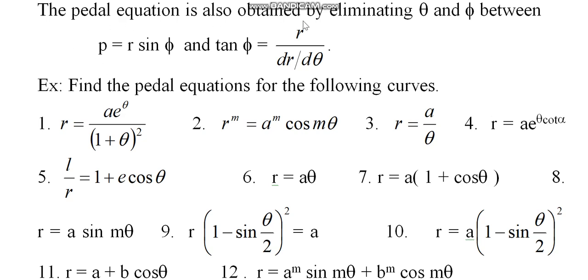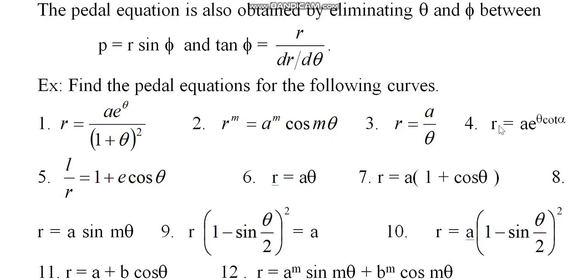So to obtain the pedal equation, we eliminate theta and phi between the equations p is equal to r sin phi and tan phi is equal to r divided by dr by d theta. So try to find out the pedal equations for these curves. Let us take r is equal to a into e power theta divided by (1 plus theta) whole square. Second example, r to the power m is equal to a power m cos m theta. Third equation, r is equal to a divided by theta.